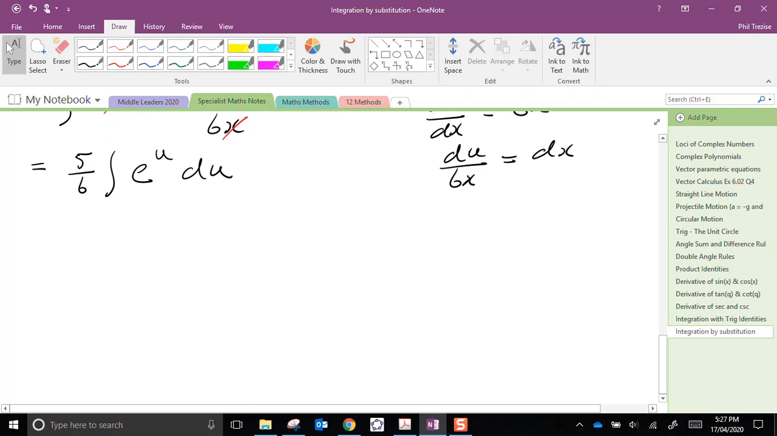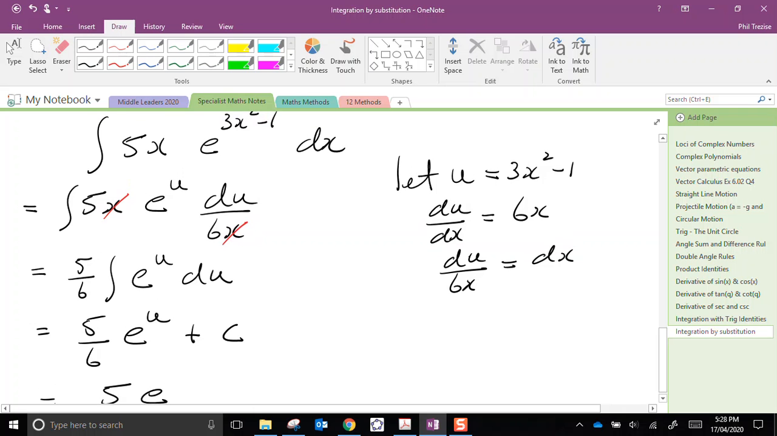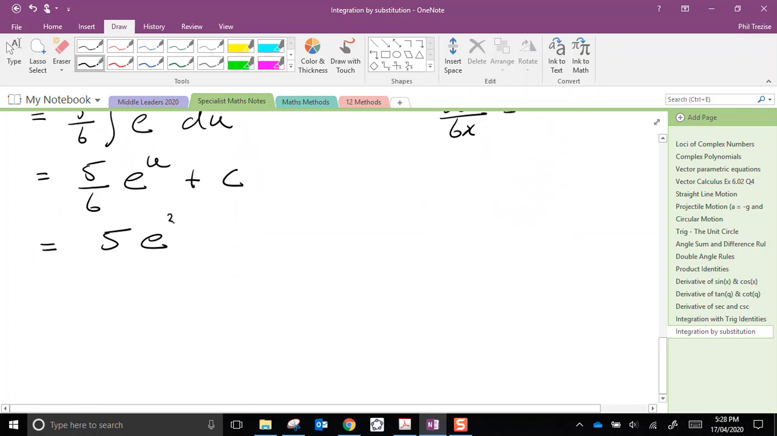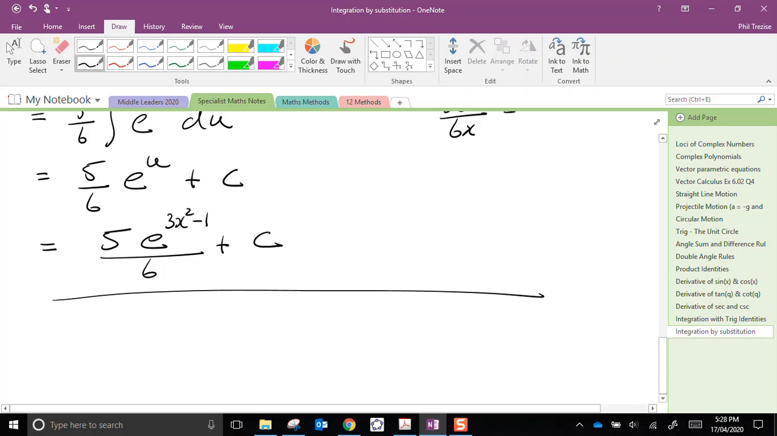What could be easier? So 5 over 6 times e to the u, which is the integral of e to the u, plus the constant of integration. Now let's replace u with the original expression 3x squared minus 1. So 5 over 6 e to the power of 3x squared minus 1, plus the constant of integration.